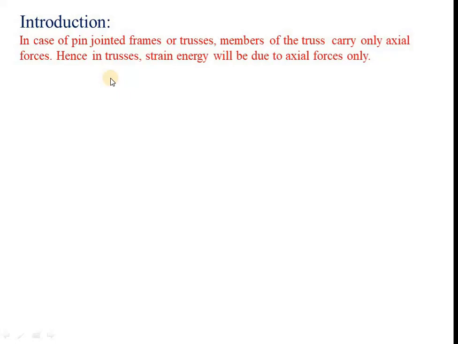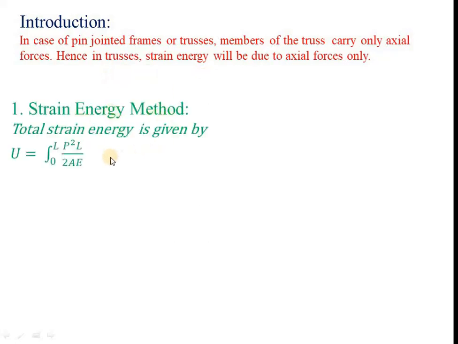In case of beams, we have considered the strain energy due to bending moment, which is integration of M squared divided by 2EI into dx. Now here in the strain energy method, we are considering the total strain energy due to axial force, that is nothing but integral 0 to L of P squared L divided by AE, where P is the axial force in the member, A is the cross-sectional area, L is the length, and E is the Young's modulus.